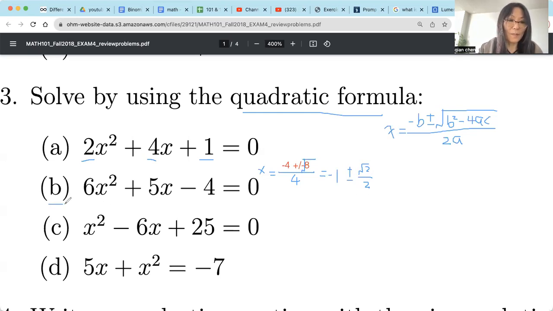Okay. B, a is 6, b is 5, c is 4. Well, let's plug in. Let's find the discriminant first. The discriminant is b squared, which is 25. Let me type. It's too difficult to use my fingers to write. Sorry.